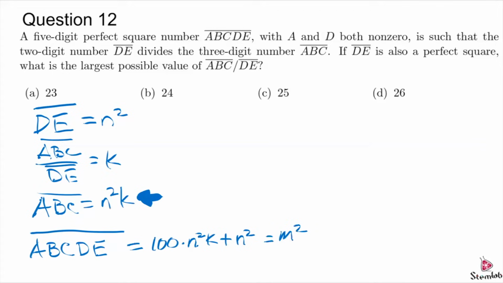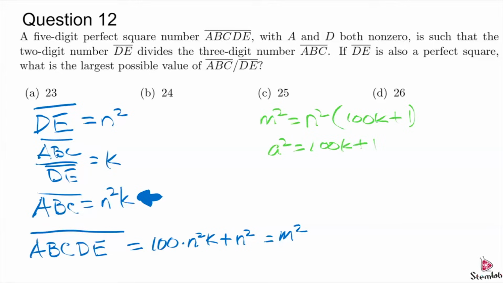So we can write m squared as n squared times (100K plus 1). And we know that because n squared is a perfect square, then 100K plus 1 must also be some other perfect square. So a squared equals 100K plus 1.